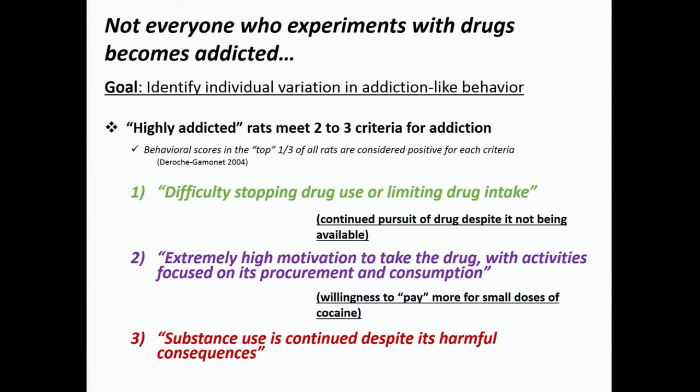And the final thing is substance use continues despite its harmful consequences. And here again, we're using that continued drug taking despite mild foot shock to model the negative things that can happen to a person, whether it's losing the job, having some health issues related to drugs, like a seizure, a kidney failure, or something like that. So we're trying to model these in animals. And we're trying to see if there's individual variation in each of these behaviors. And so when I'm showing you the data, I'm going to show you two sets of graphs. One set of graphs for animals that don't show any of these criteria, so they are likely to not be addicted, and rats that are highly addicted that meet 2 to 3 of these criteria.